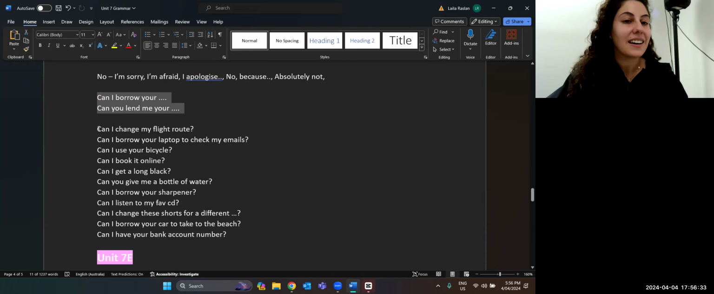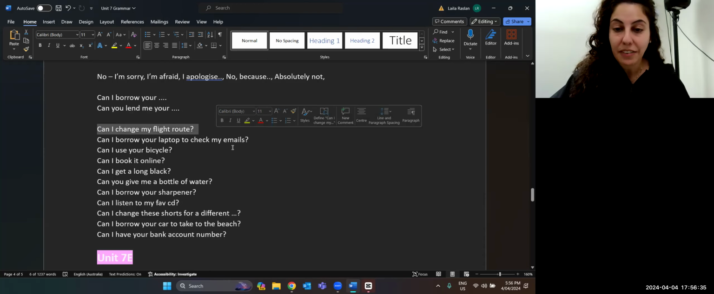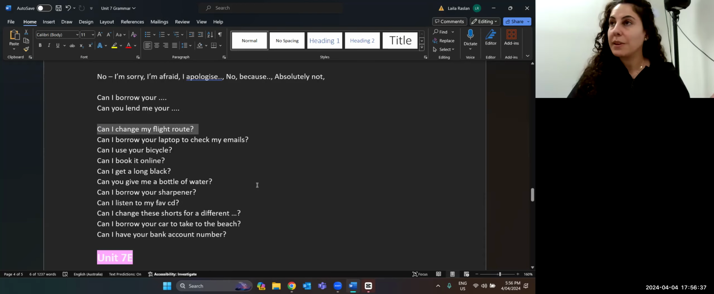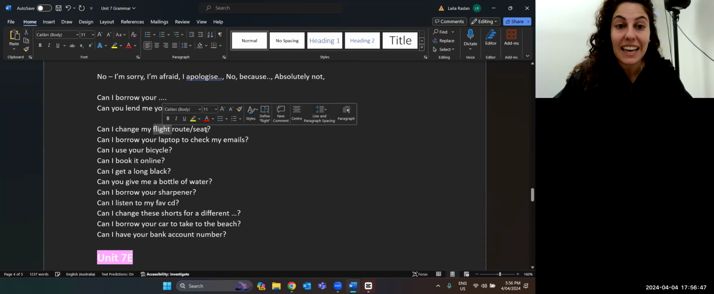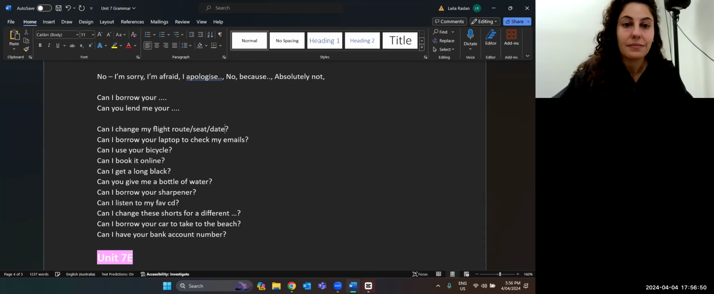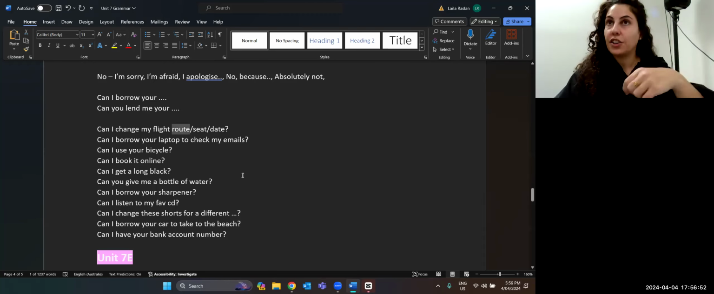Some other things that we can ask, can I change my flight route? Okay, maybe you need to change your flight seat. A lot of people do that. They want to change their seat. Can I change my flight? Maybe you just want to change your flight date. Route means where do you go from where?